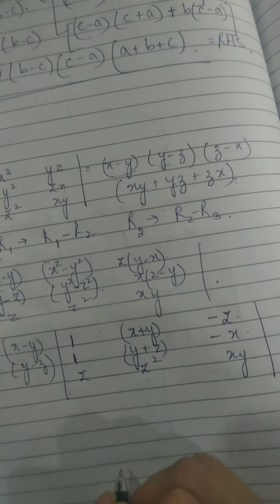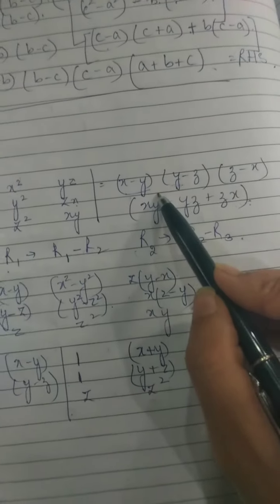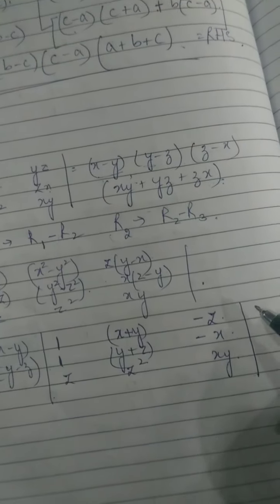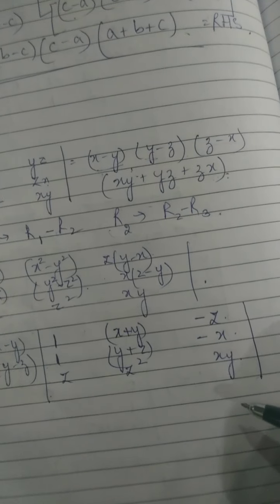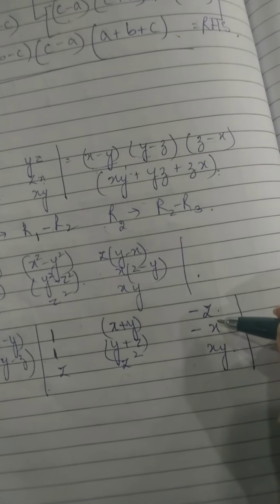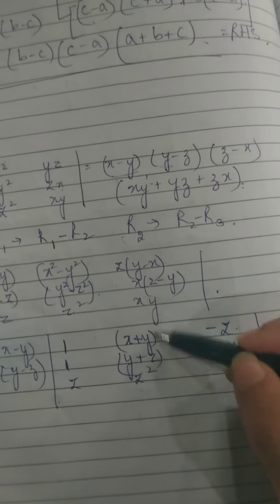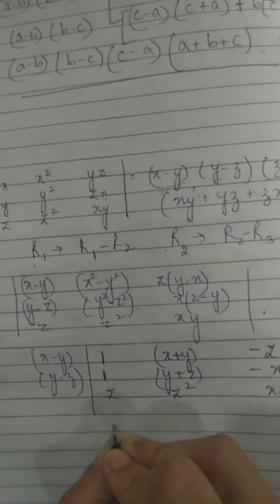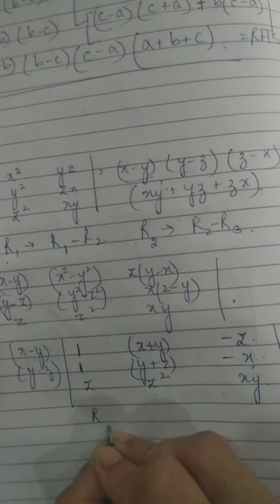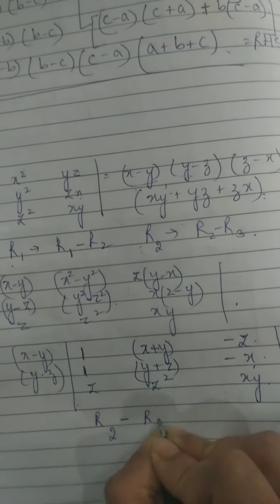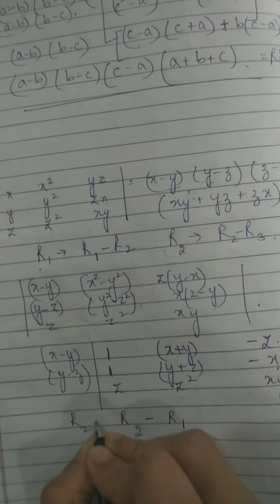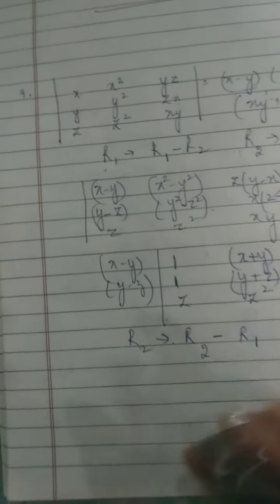We need x minus y. We already have y minus z. We need z minus x. Is there any way that we can get z minus x? Z minus x can be obtained from here, if I apply an operation, let's say R2 minus R1 on R2. So what do I get?